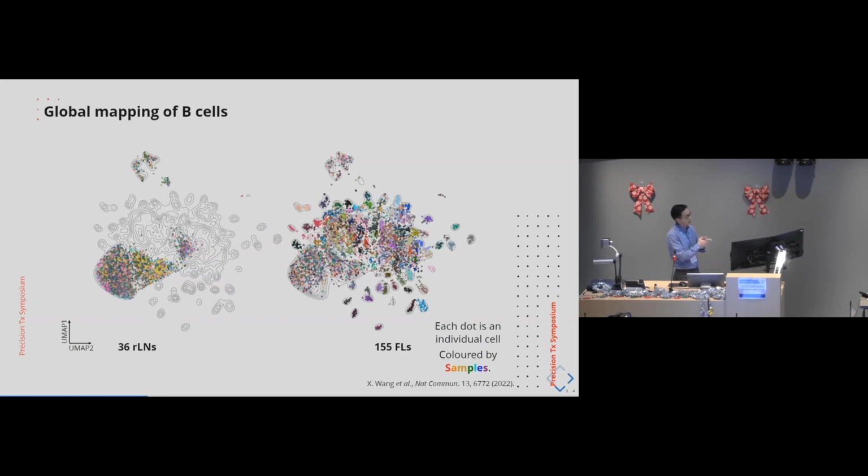Reactive lymph node cells occupy a comparatively narrow phenotypic trajectory, while in FL you see some cells in this reactive lymph node area, but a lot of cells are spreading out here, and there are also isolated islands like in DLBCL. Most of these islands are comprised of cells from a single patient.